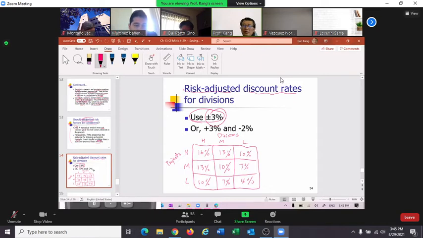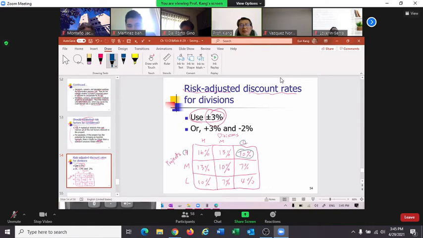10%. Check. 10. Good answer. So that means you're paying attention. That's good. So I told you that for low risk divisions and high risk project, what is it? This one, 10%. So that's easy.